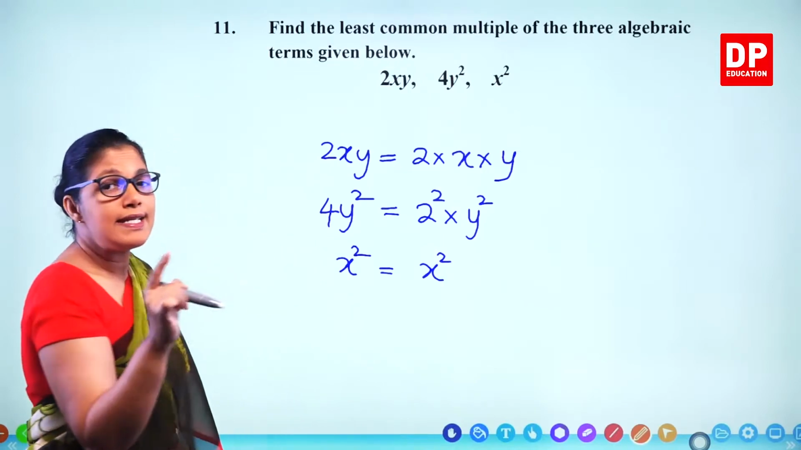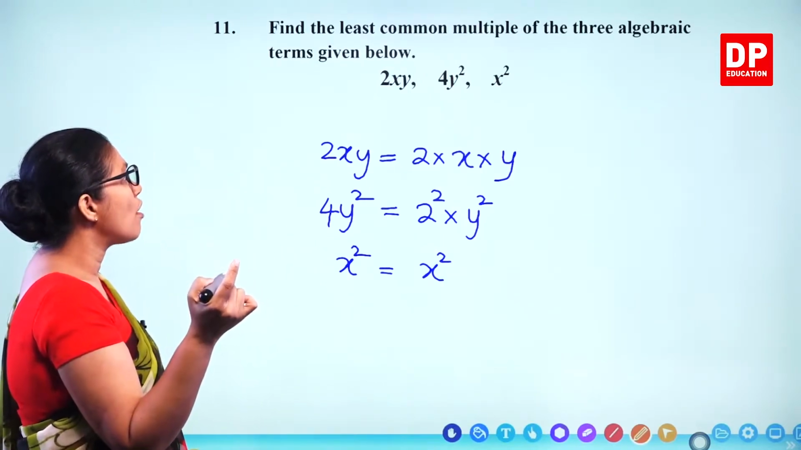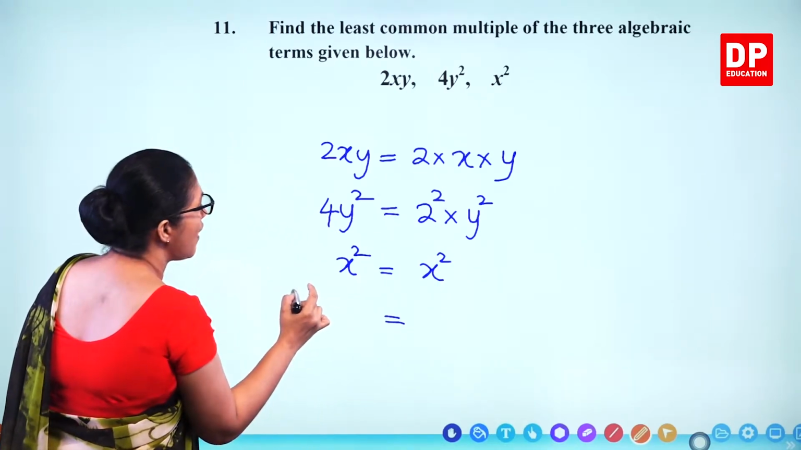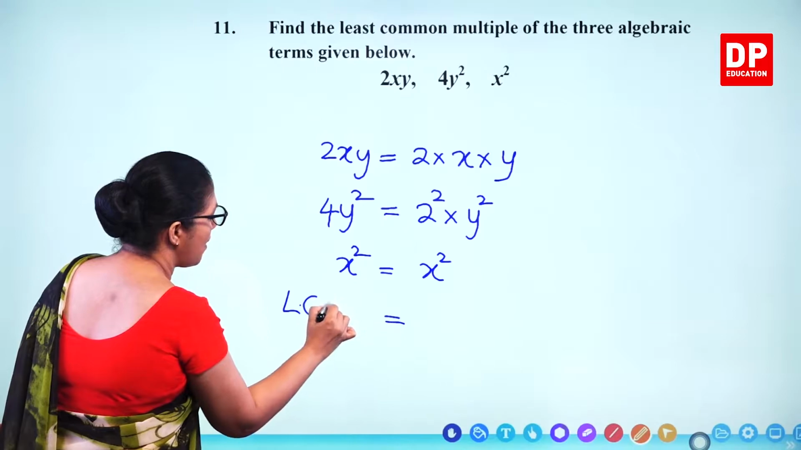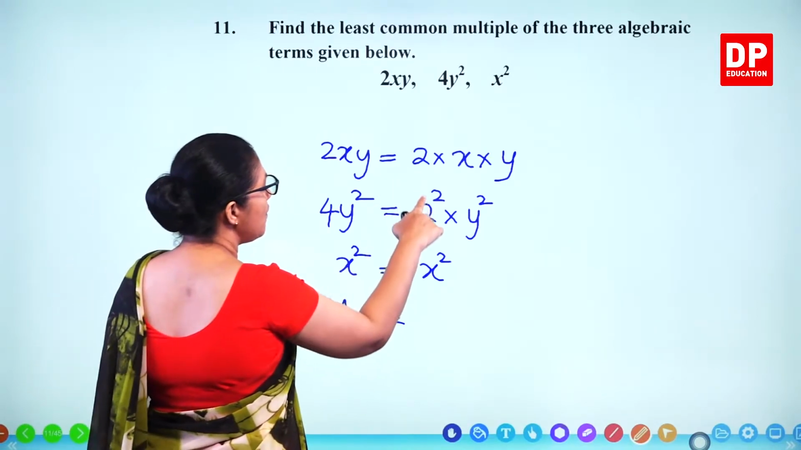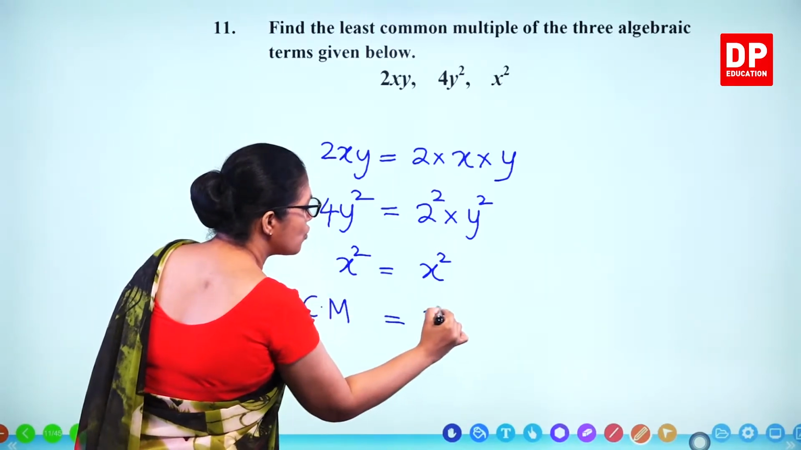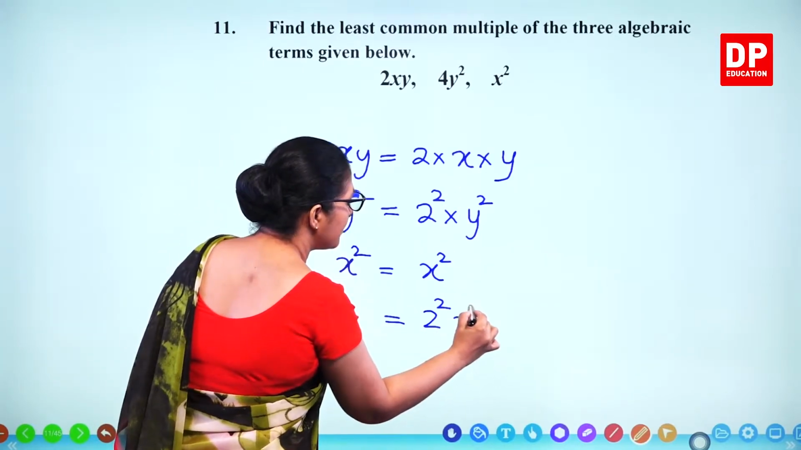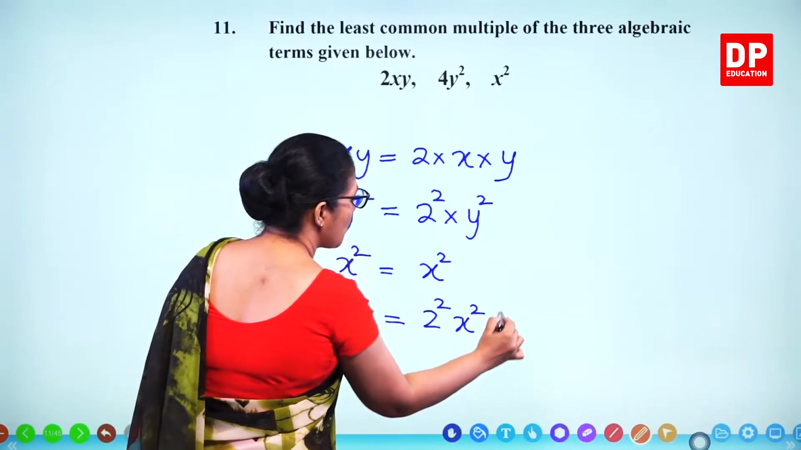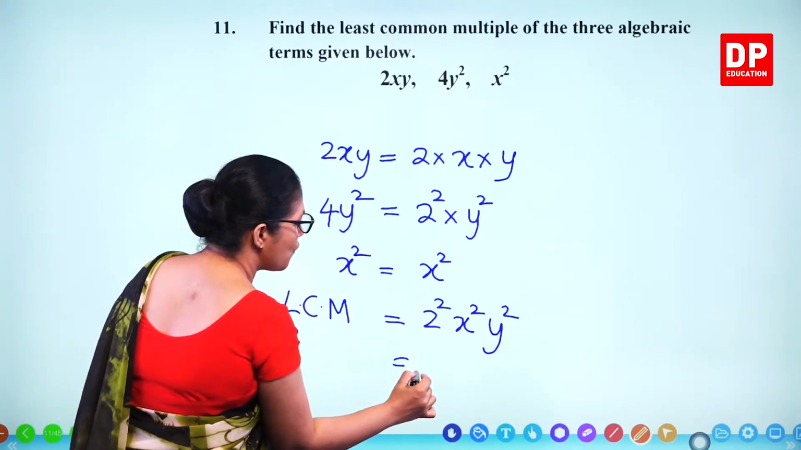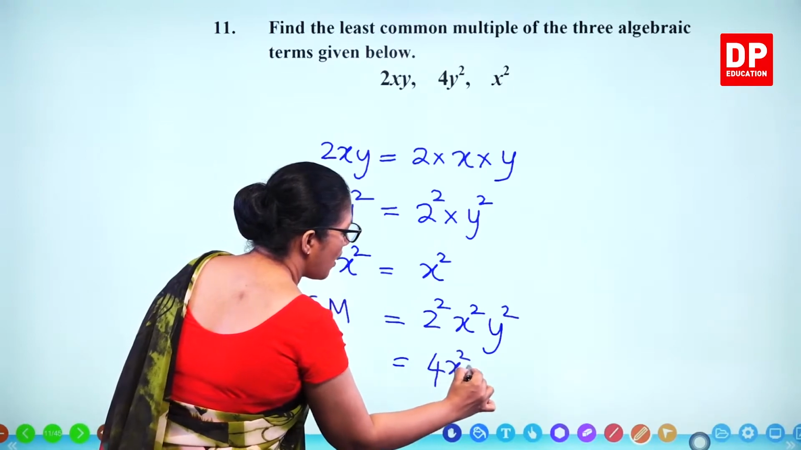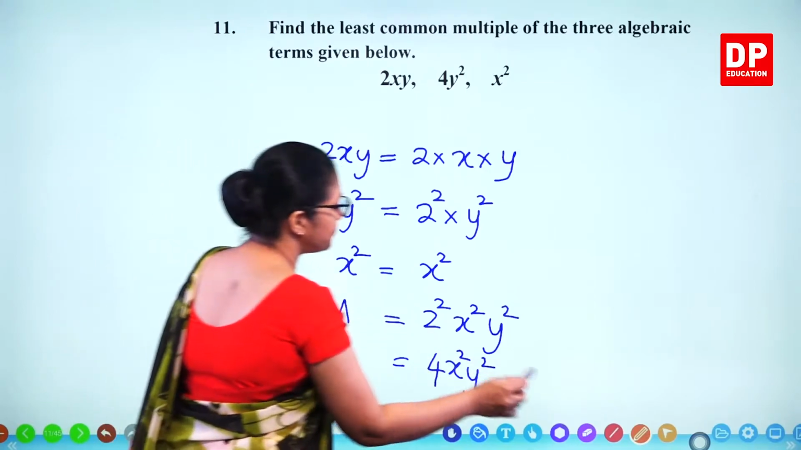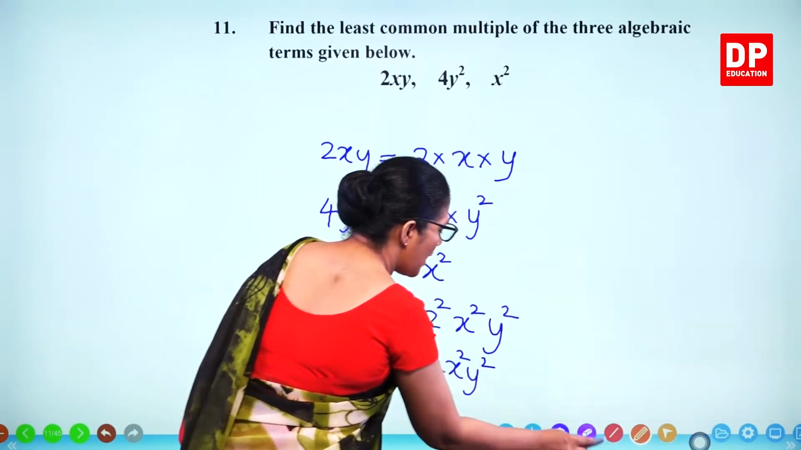Now when you are finding the least common multiple or lowest common multiple, you are taking the maximum power of the distinct factors. When you take 2, you have to take 2 to the power 2. That's the maximum power. And x, that's x squared. And y squared. So 2 squared is 4. 4 x squared y squared is the least common multiple. So 2 marks for that.